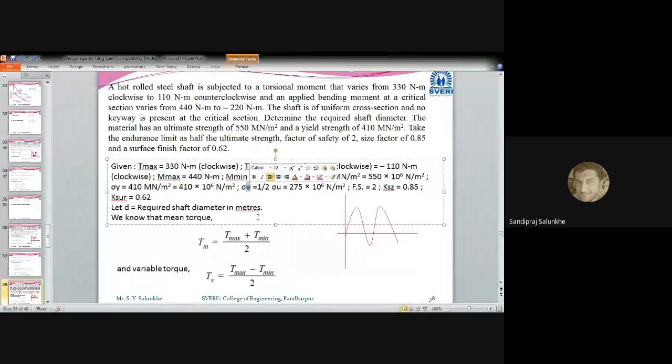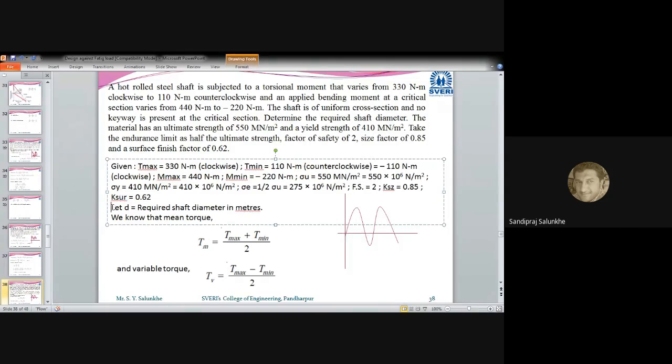Then it has been mentioned in the problem that the endurance limit is equal to half of the ultimate stress. So if you want to calculate it, it will be half of the ultimate stress. That's why directly it will be 275 into 10 raised to 6 Newton per meter square, half of that 550 value. Factor of safety is 2. Then size factor is given as 0.85 and surface finish factor is given as 0.62.